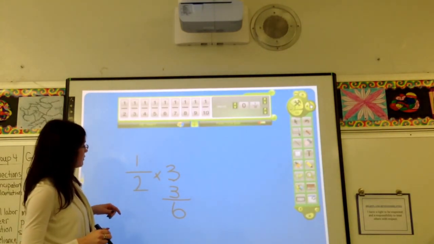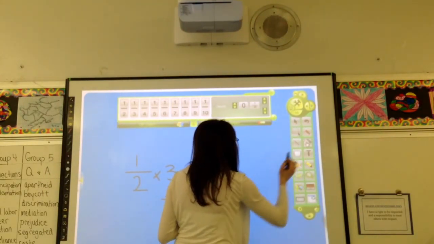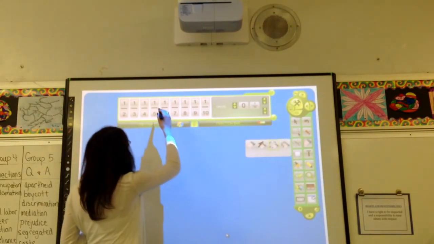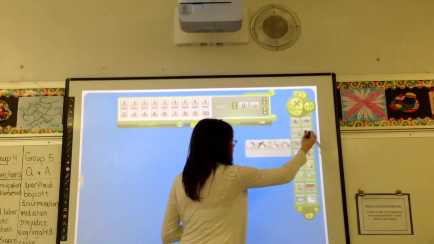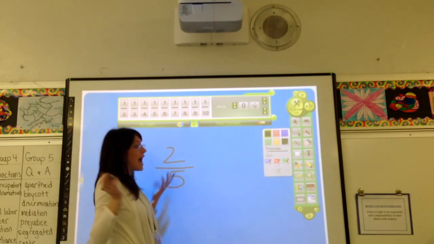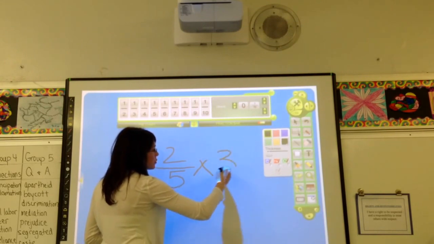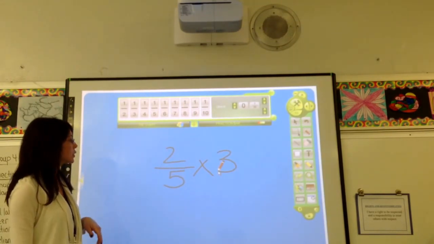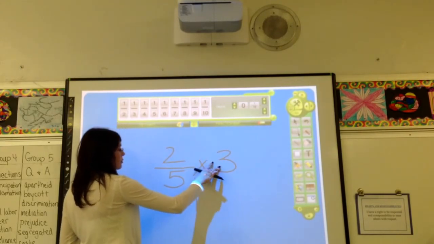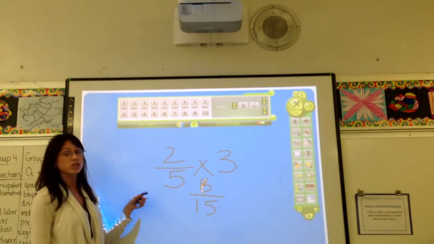This time we're going to find a different fraction. Let me erase this real quick. Let's find a fraction equivalent to 2/5. Choose any number you want. I'm going to start with 3. And multiply both the numerator and denominator by 3 to find its equivalent fraction. 5 times 3 is 15. And 3 times 2 is 6. So 6/15 is the same thing as 2/5.